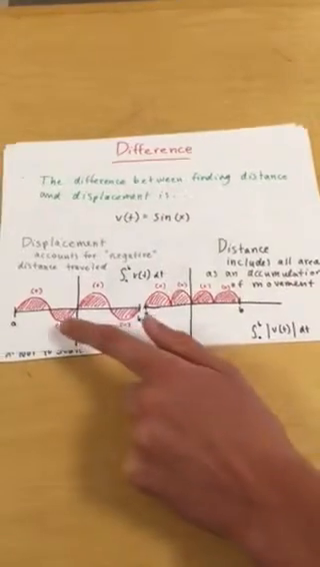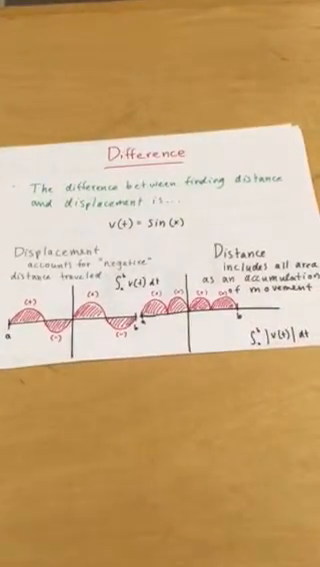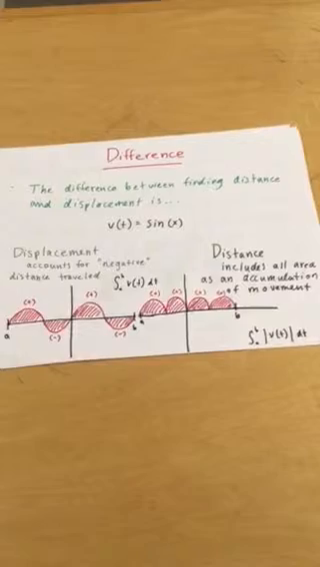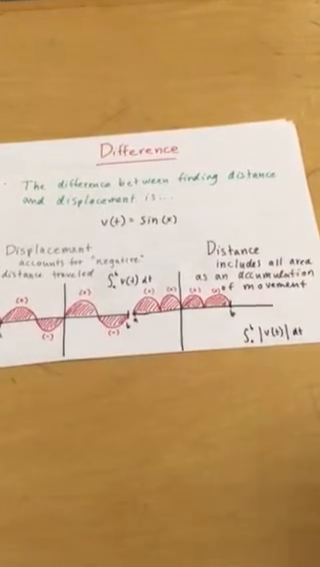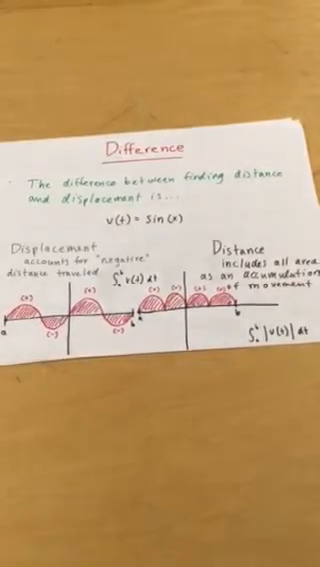So the area under the curve would be included as a negative, while distance includes all area as an accumulation of movement, so all area would be positive.